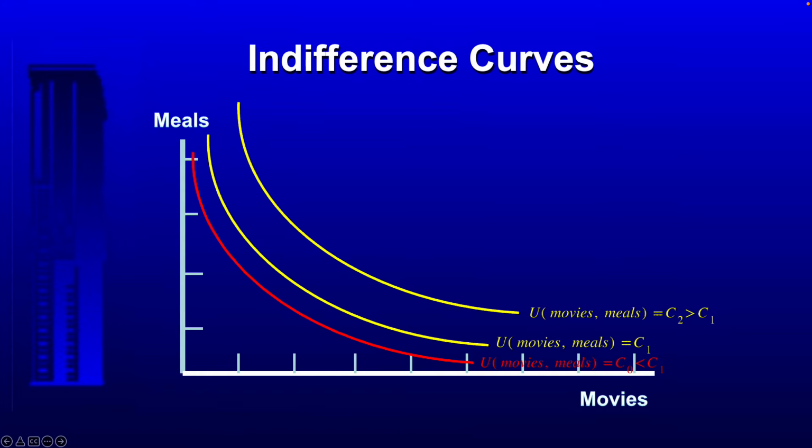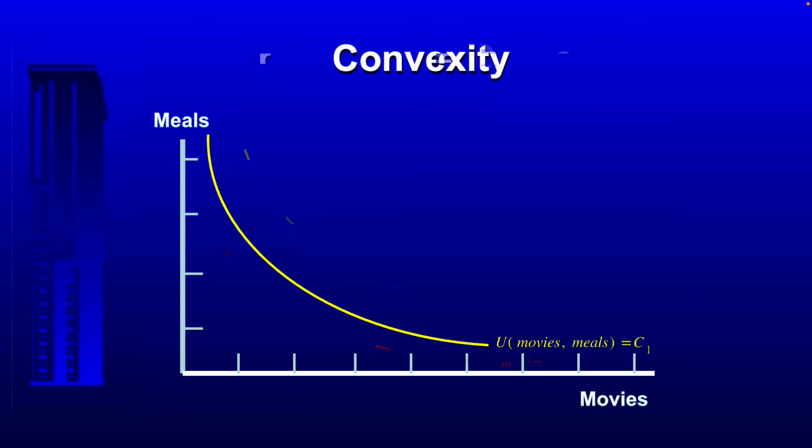Now you'll notice another feature of these, that all of these curves are what we call convex. They're bowed out or bent down towards the origin.